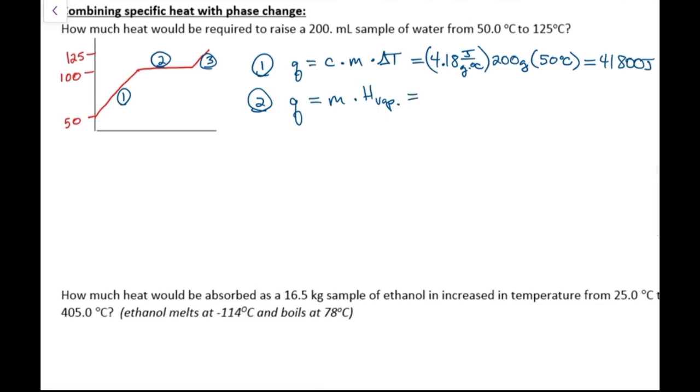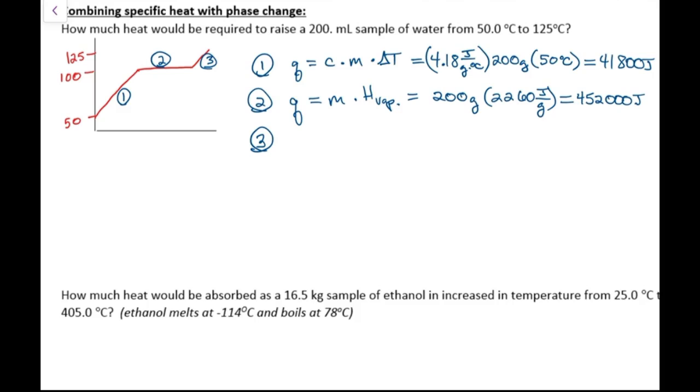This time it's going to be the 200 gram mass times the heat of vaporization for water, which is 2,260 joules over grams. I'm sorry, I got my units mixed up. And this should give us 452,000 joules. Generally, phase changes involve pretty high joule amounts compared to just changing temperature. Phase changes have more heat involved in them.